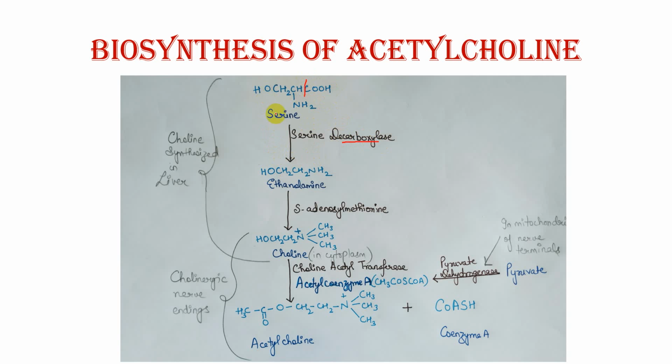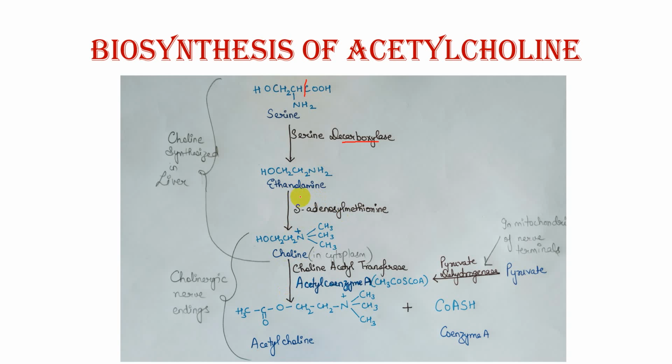What we are left with is OH, CH2, then CH2 and NH2. Okay, because once the carboxylic acid has been removed, one hydrogen will come here. So from serine you get ethanolamine. Serine had a carboxylic acid group, so this carboxylic acid group was removed with the help of the enzyme serine decarboxylase, and from serine we got ethanolamine. Okay, then this ethanolamine is converted into choline. Ethanolamine is converted into choline in the presence of the enzyme S-adenosylmethionine.